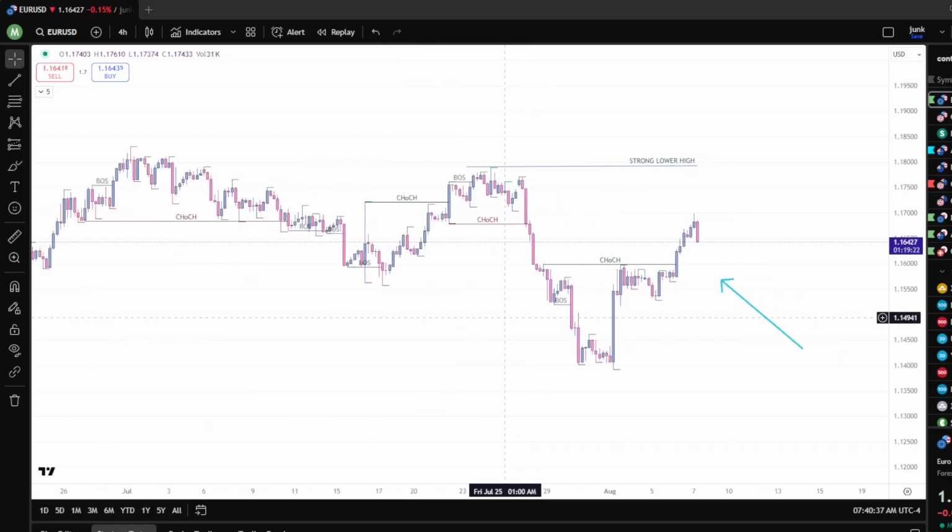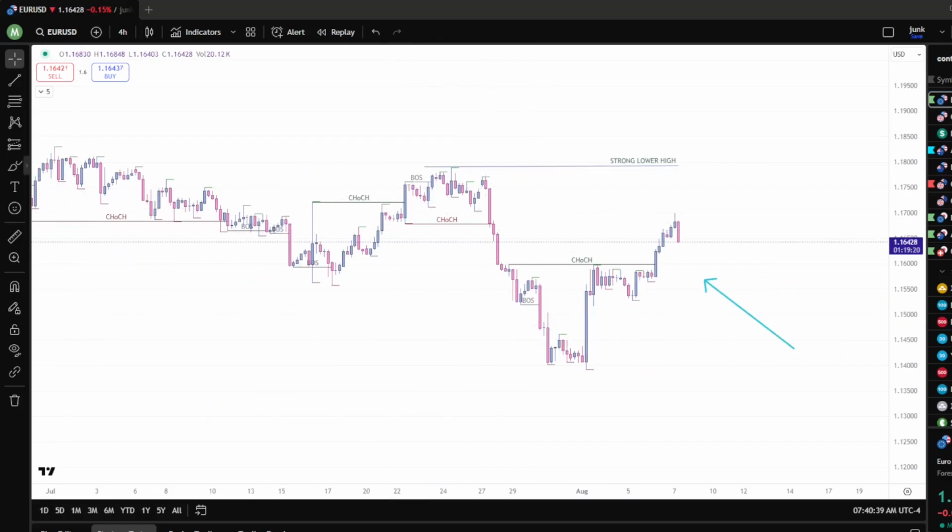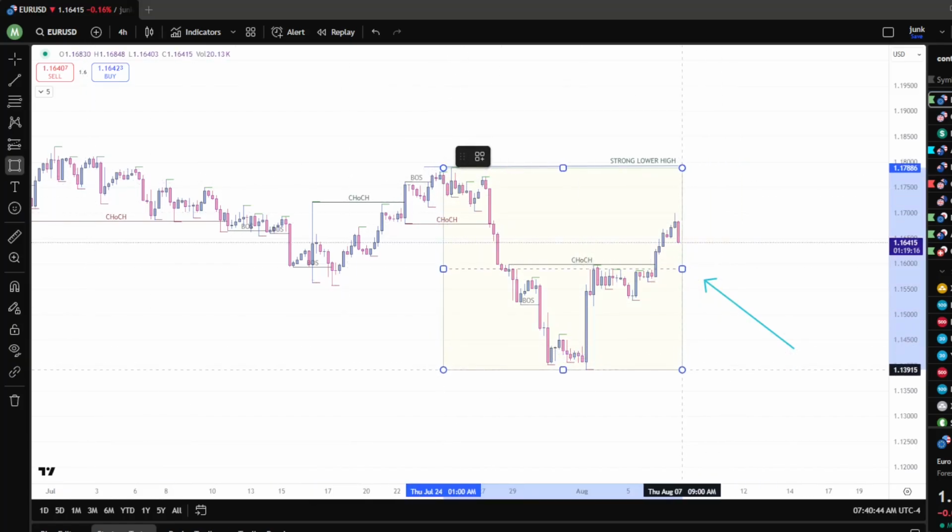Where we take a look at the US dollar pairs in the Forex market. Today, we'll start by taking a look at Euro USD on the 4-hour chart. And of course, this is the range that we've been dealing with all week.